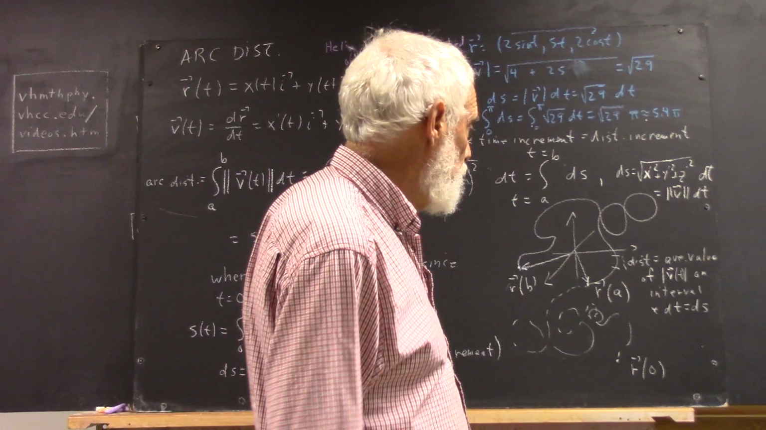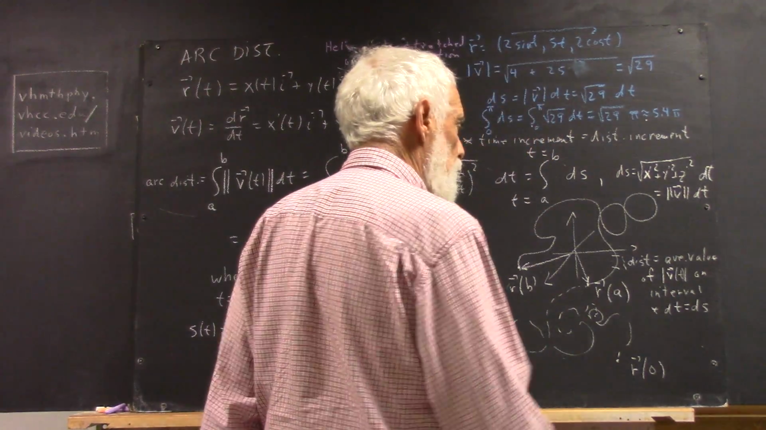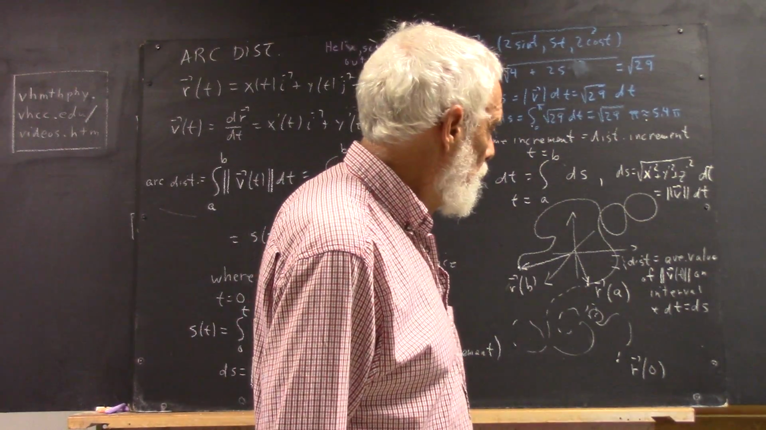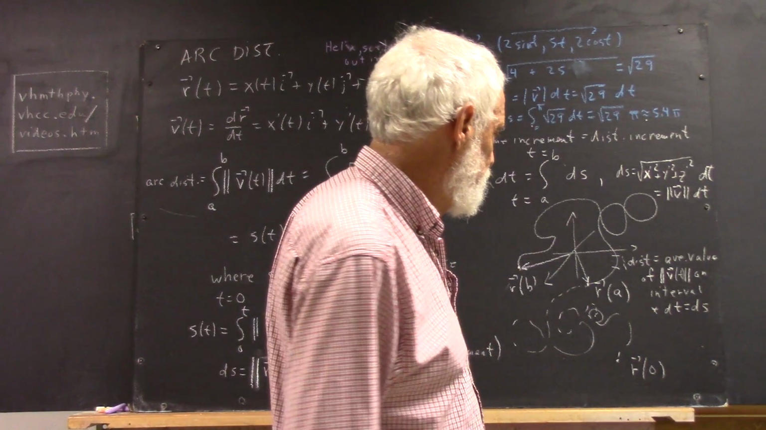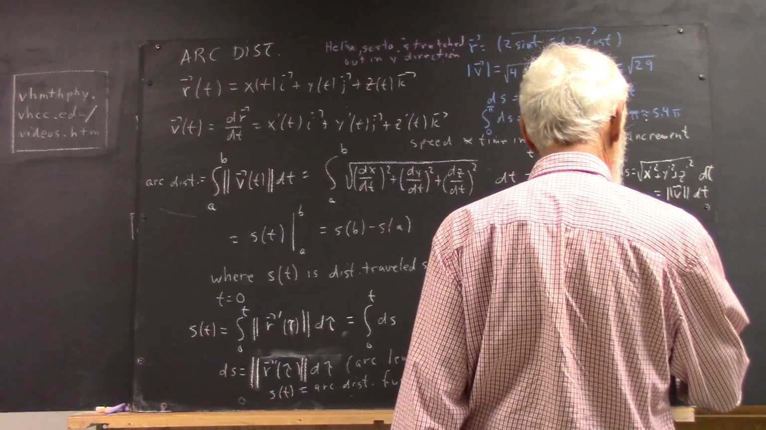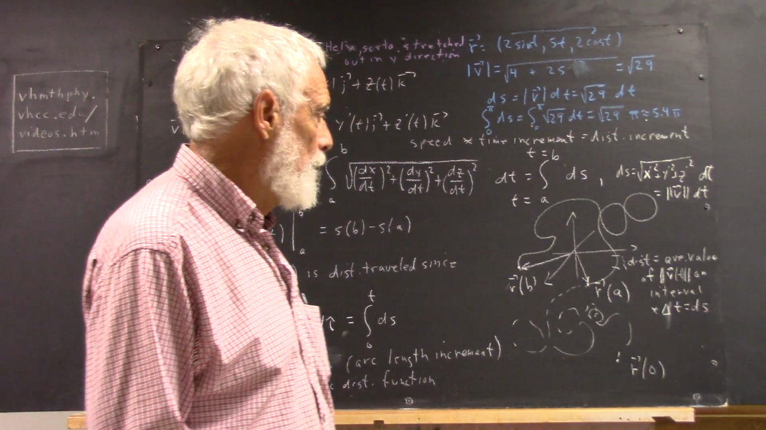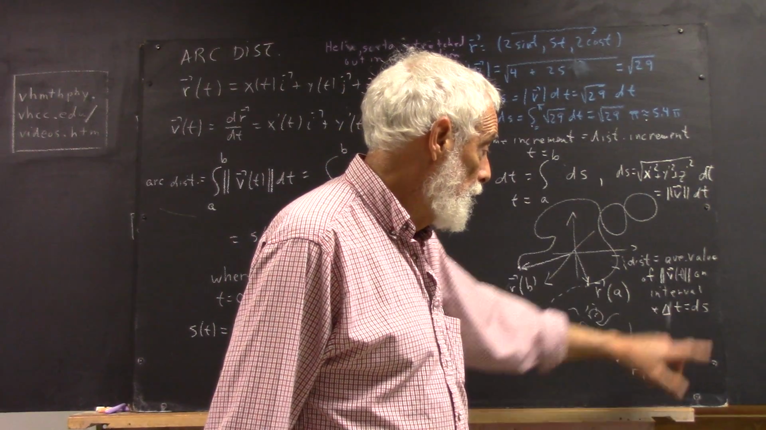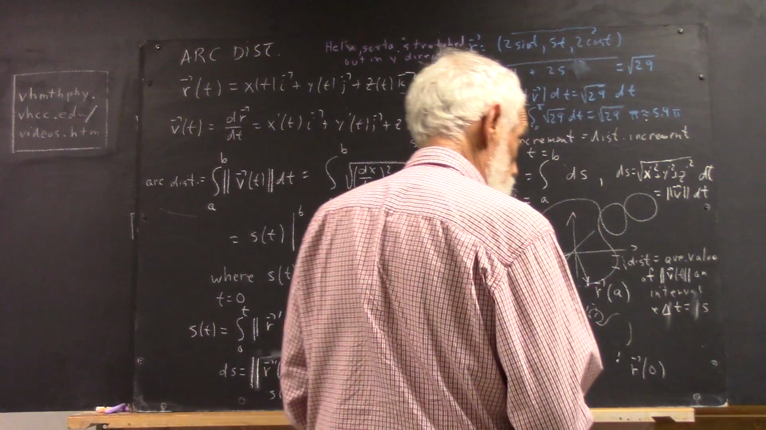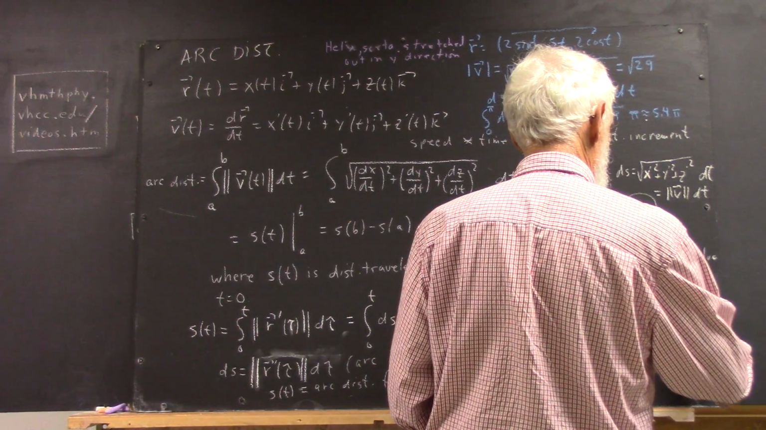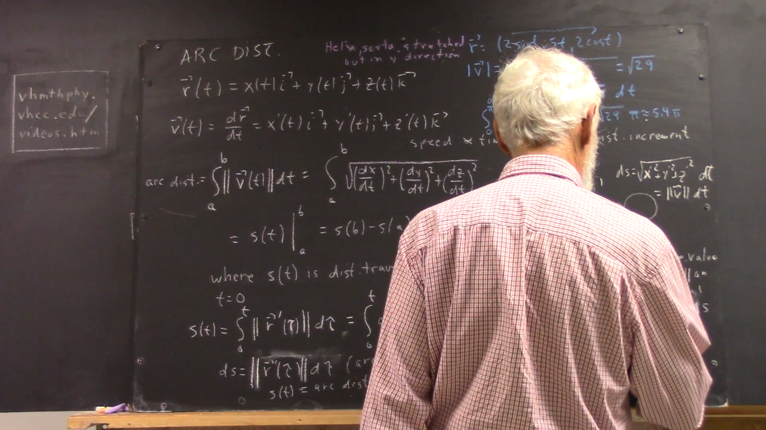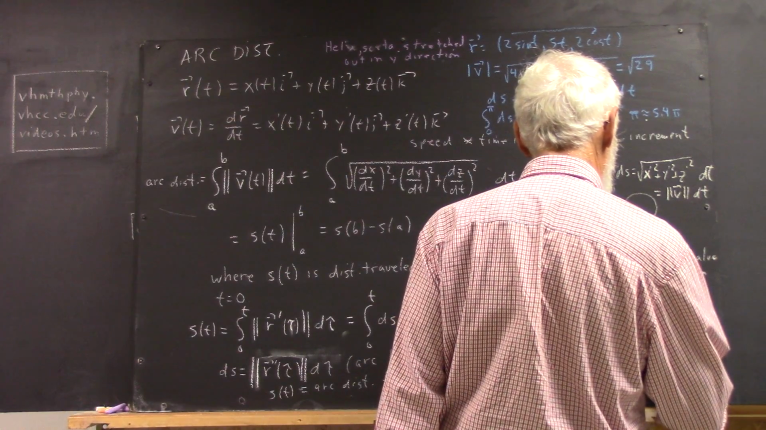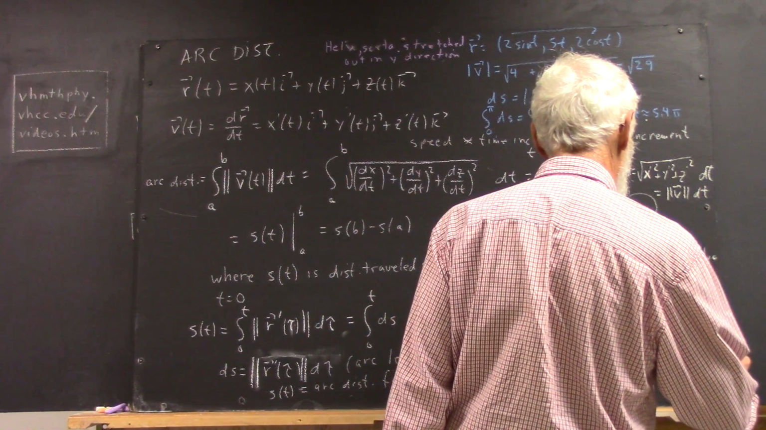The distance we travel is the average value of our speed on the interval multiplied by dt, could be change in time. Okay? Average value of absolute value v of t on the interval multiplied by delta t, and that's our, not ds, it's our delta s. And that's a change in distance along the path.